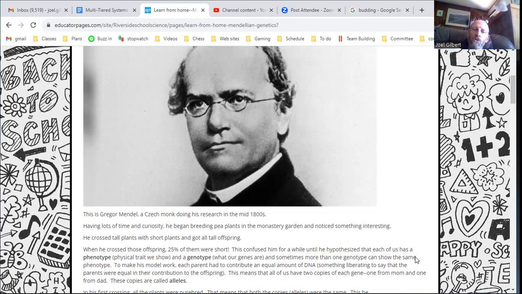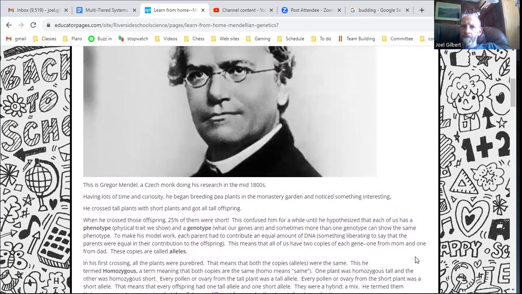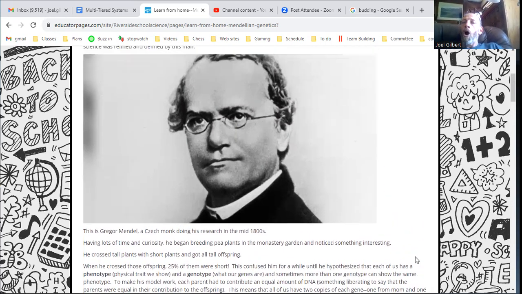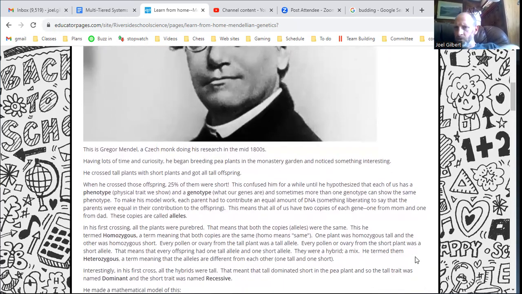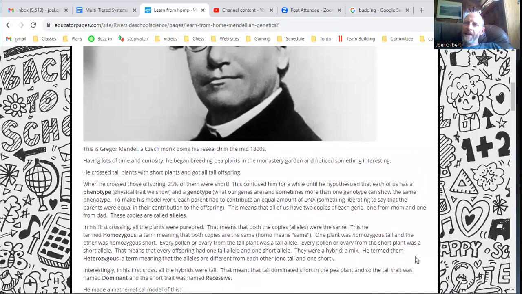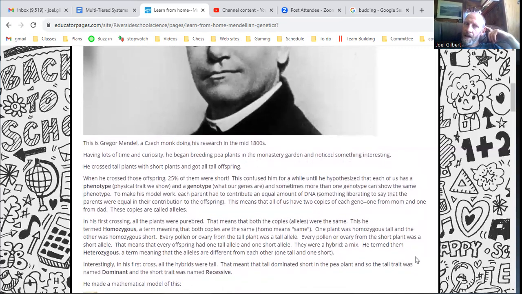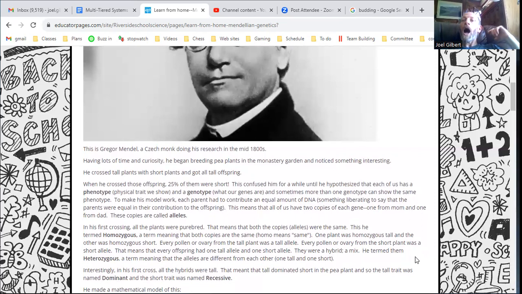And he found that you could either be homozygous. These are all the darkened terms in this. Homozygous means both your alleles are the same. Or you could be heterozygous, where your alleles are different. You have one that says one thing and one that says something else. And he found that with pea plants, tall is dominant over short. Short he called recessive, because it recedes, it hides behind the dominant tall.